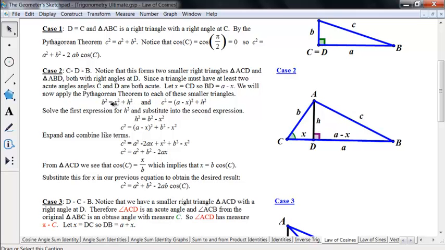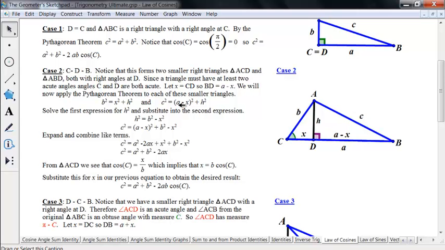Now we're going to solve the first expression for h squared. So we just subtract x squared from both sides, and we get h squared equals b squared minus x squared. Now take that value for h squared and put it in place of the h squared in the other expression. So b squared minus x squared goes in place of this h squared in the other equation. So we basically put our 2 equations together there and eliminated the h.